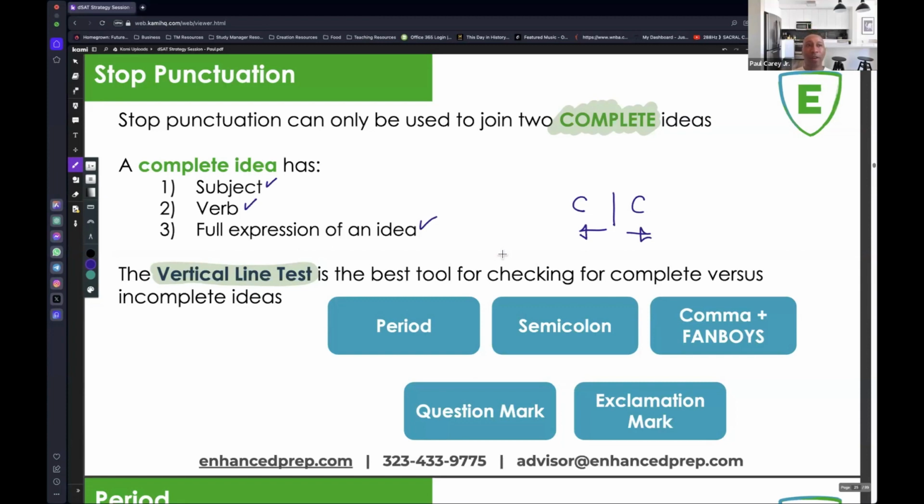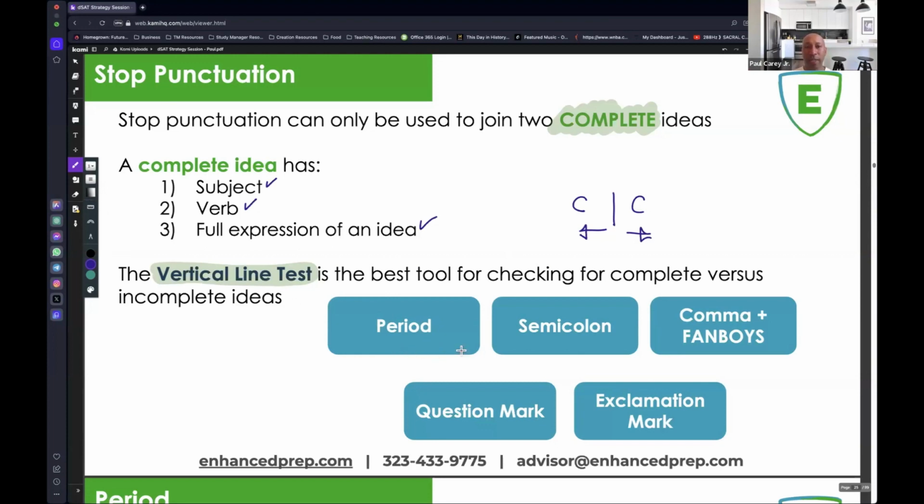So if they said the red car is beautiful or the red car is fast, now we have a complete idea. We know the subject, the car, we know what it is, or the verb, the red car is, and then what is it? It's beautiful, right? So we know that full expression of an idea. So that's just one of the things to think about when you're thinking about complete versus incomplete.